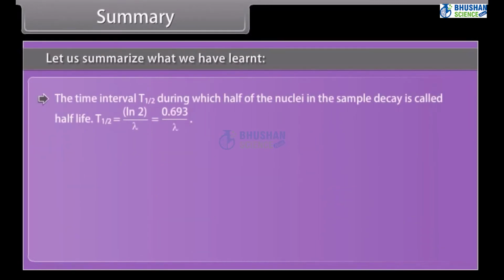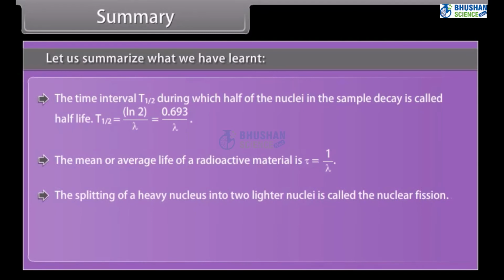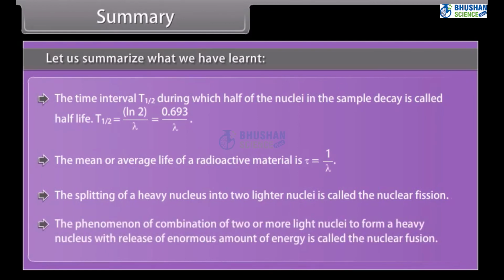The time interval T-half, during which half of the nuclei in the sample decay, is called half-life. The mean or average life of a radioactive material is given by the expression shown. The splitting of a heavy nucleus into two lighter nuclei is called nuclear fission. The phenomenon of combination of two or more light nuclei to form a heavy nucleus with release of enormous amount of energy is called nuclear fusion.